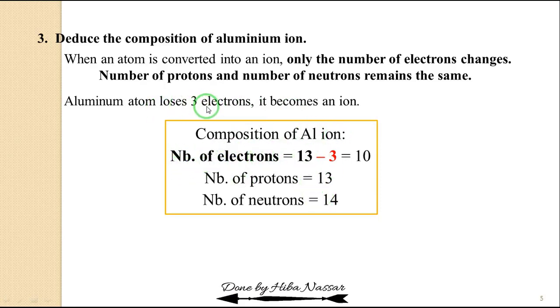Since it loses 3 electrons, initially we have 13 electrons minus 3, it's equal to 10. Number of protons remains the same as in the atom, it's equal to 13. Number of neutrons also remains the same, it's equal to 14.